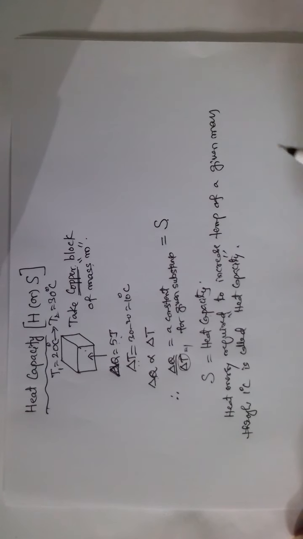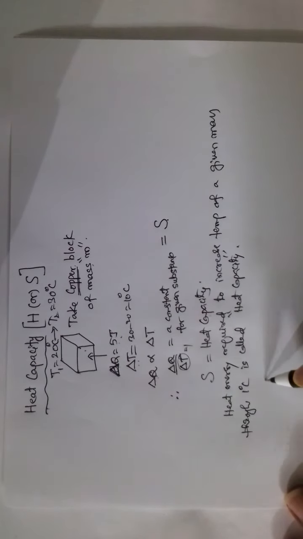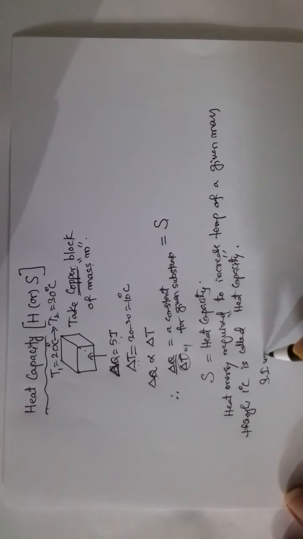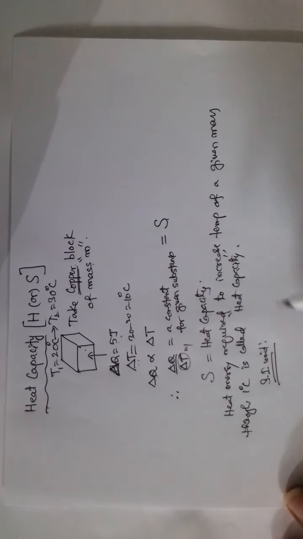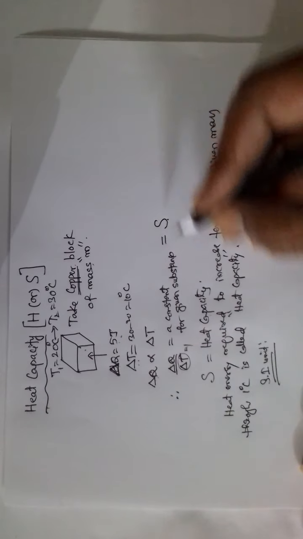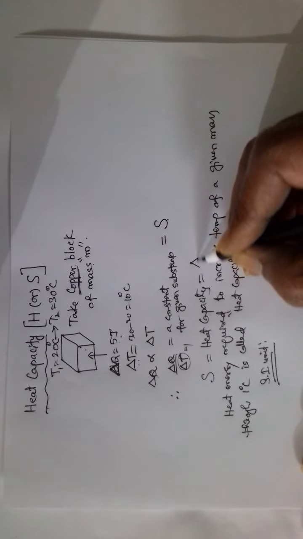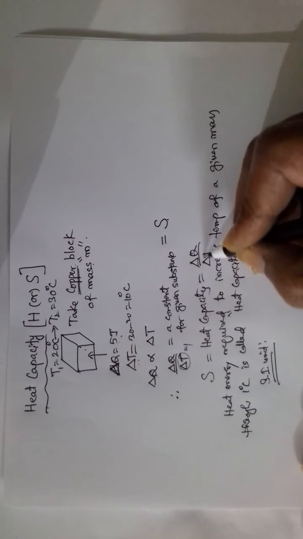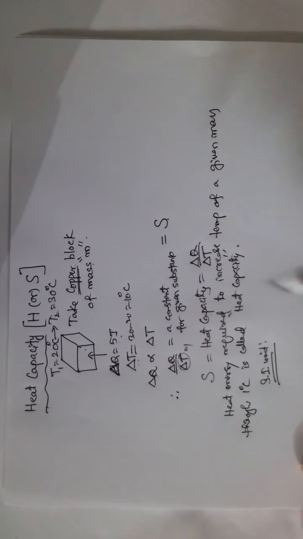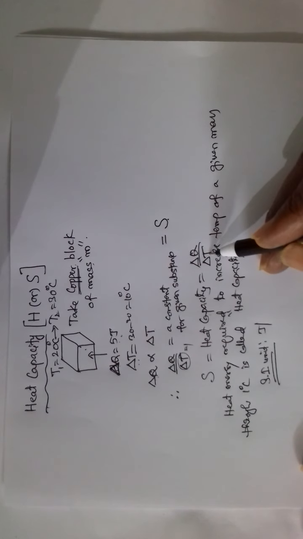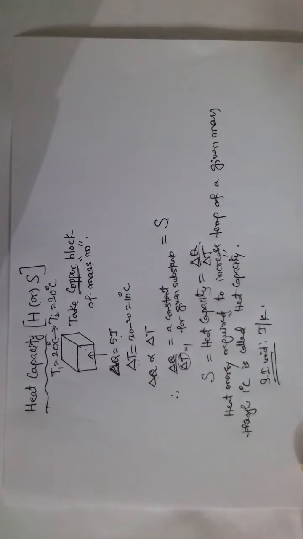Now let us see its SI unit. See, S is equal to delta Q by delta T. In the numerator it is energy, joules. In the denominator temperature, Kelvin, joules per Kelvin.